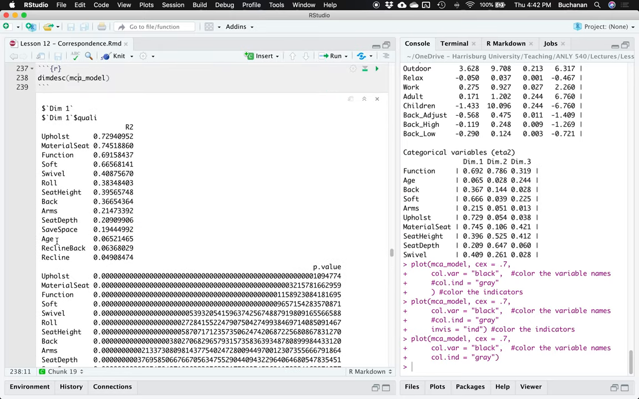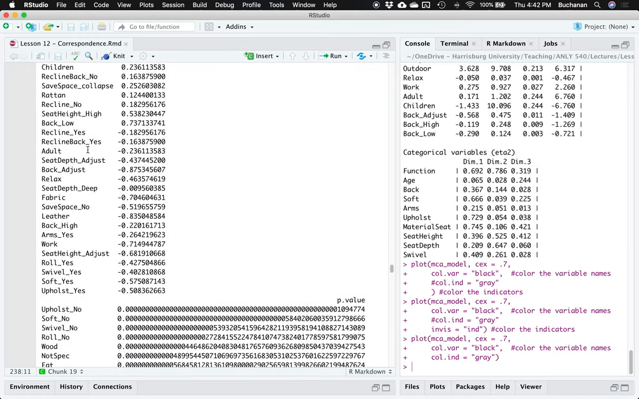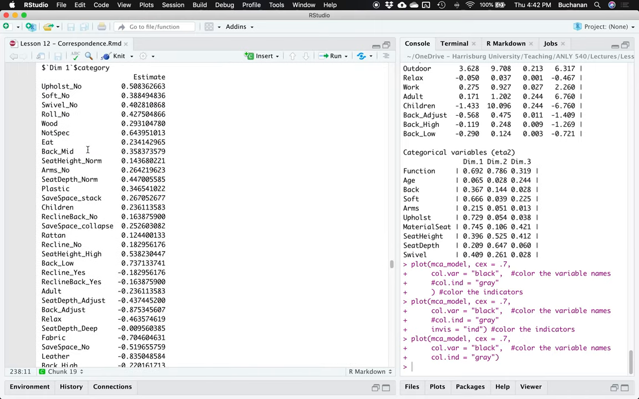So even though back here, recline back, is not one of the highest R squared ones, it does have one of the strongest weights. Oh, now I've lost it, sorry. Here we go, back low. Okay, so a low back chair, and you can kind of look at the largest of these. So a low back chair with a high seat, this so far sounds like a bar stool, right, with a little back. That, let's see, is not specifically labeled and it's not upholstered. Okay. So to me that kind of sounds like a bar stool.